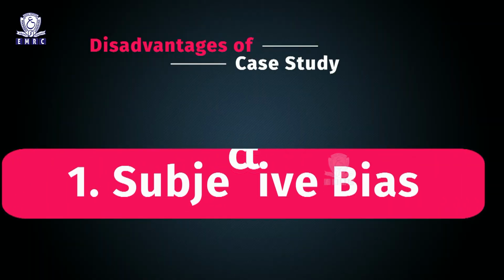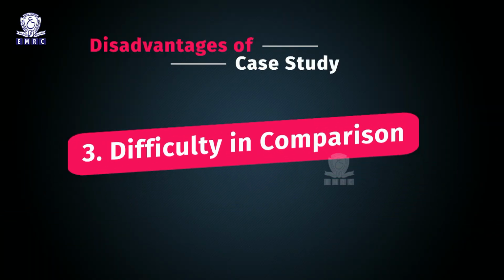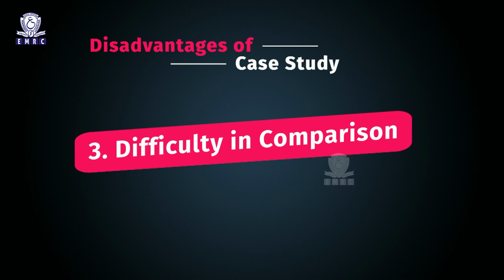Now, the disadvantages of the case study method. First, it is subjective bias. Researcher subjectivity in collecting data for supporting or refuting a particular explanation, personal view of the investigator influences the findings and conclusion of the study. Second disadvantage is the problem of objectivity. Due to excessive association with the social unit under investigation, the researcher may develop self-justificatory data which are far from being factual.